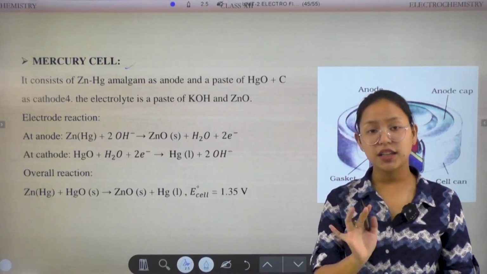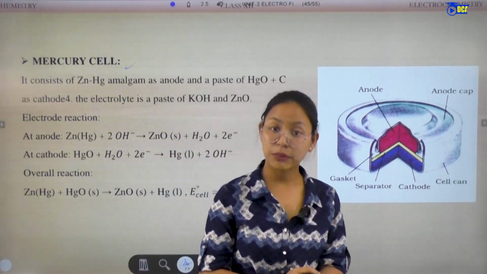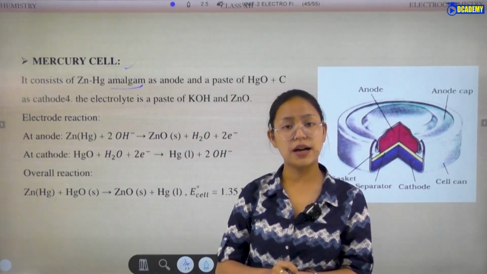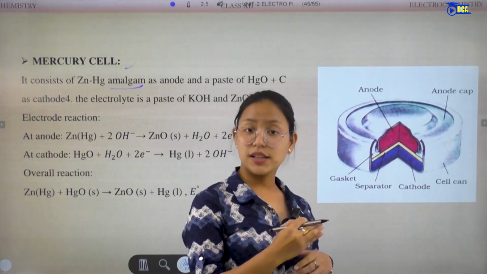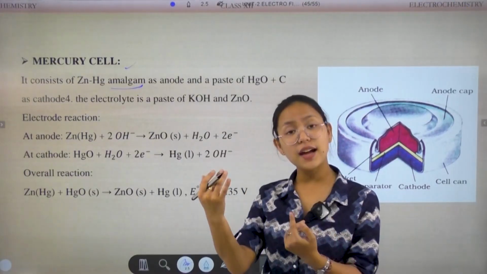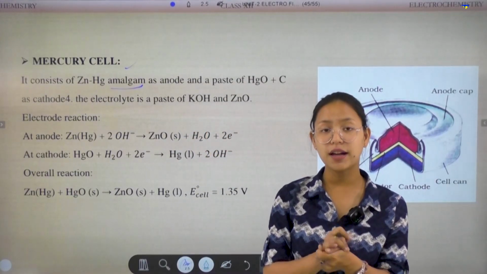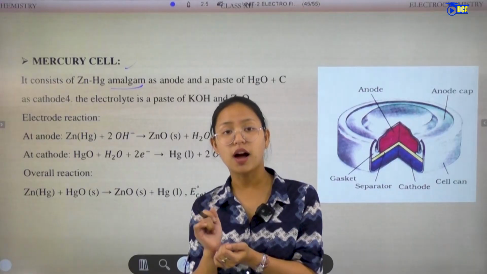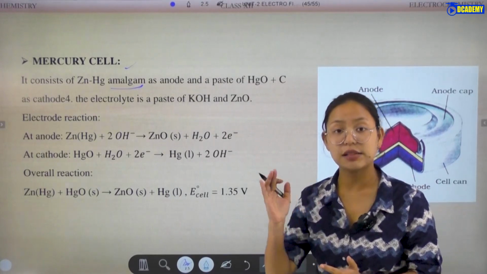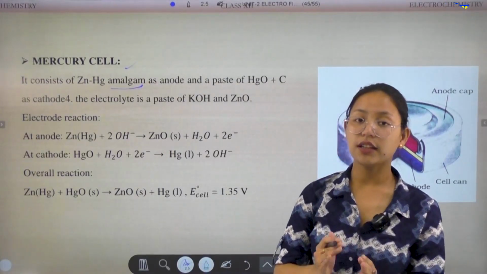Now here, mercury is involved. You might have heard about amalgam. Amalgam means whenever there is the formation of a paste with mercury, it will be known as amalgam. In mercury cells the amalgam will be a zinc mercury amalgam. Zinc and mercury amalgam.